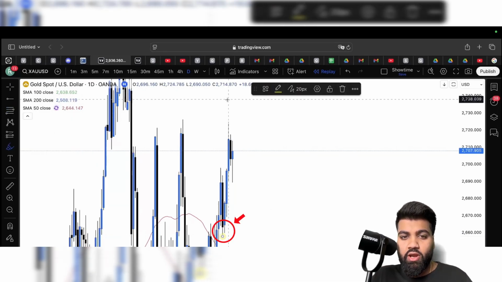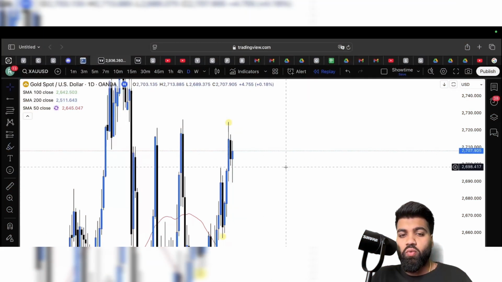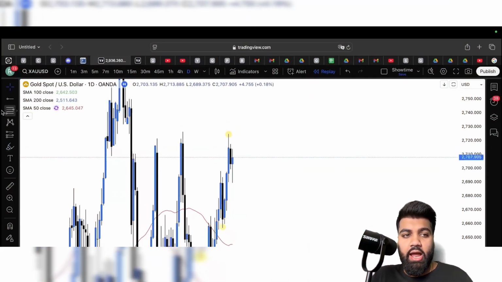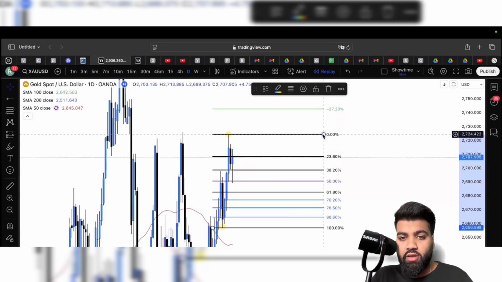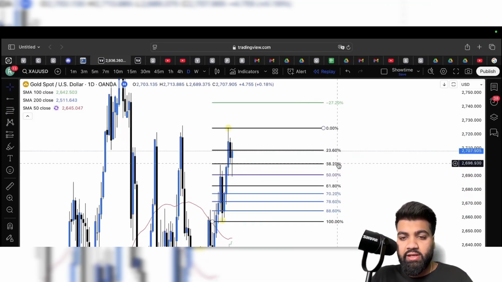We had a low over here and our high is over here. So what is a good pullback for me? I usually take my Fibonacci tool and I take it from the low to the high, and I want price to come to at least the 38. And even the 38, I feel it's a little bit aggressive.